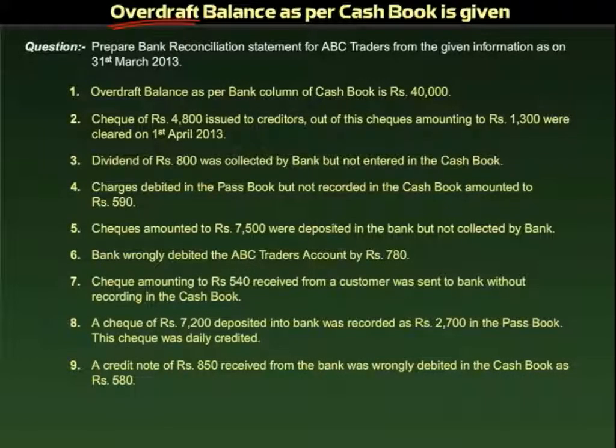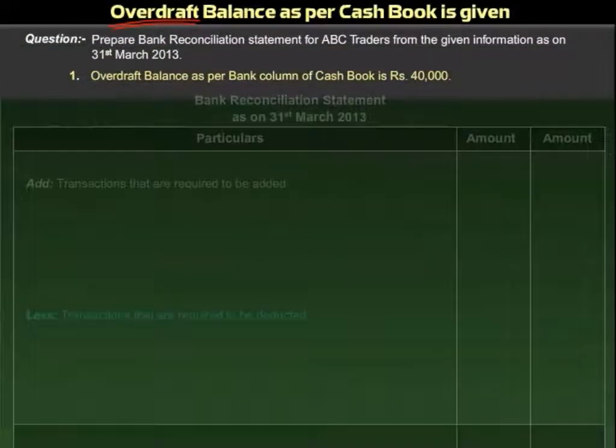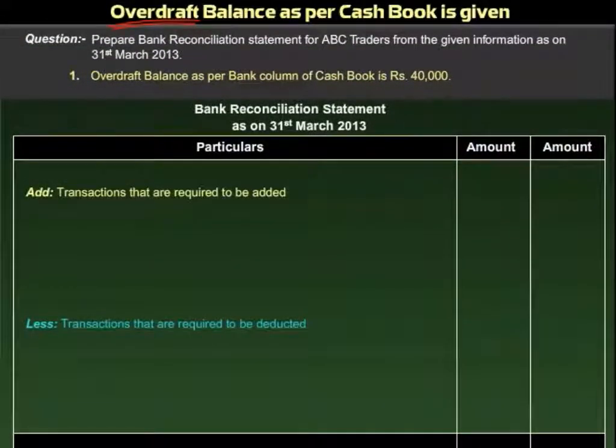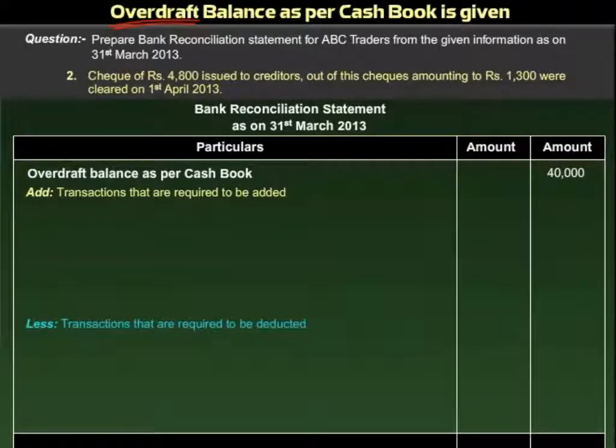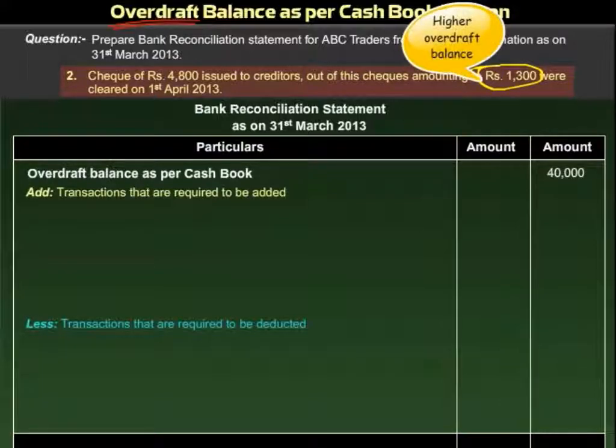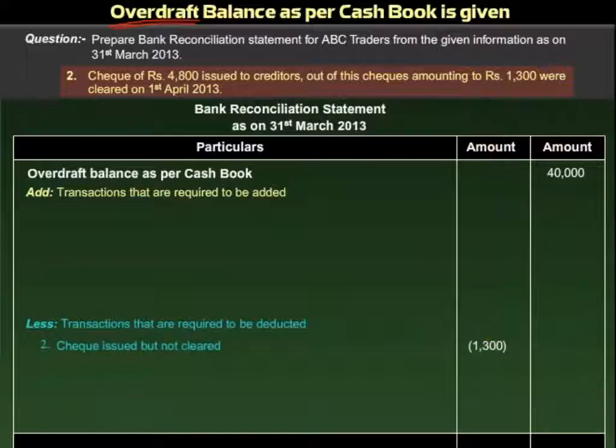Read the question carefully. First of all, let's have the format. Here it is. Here, overdraft balance as per cash book is the starting point and it should be shown like this. Now, let's proceed with the information provided in the question. In the second point, checks worth 1,300 get cleared in the next month. Thus, it led to a higher overdraft balance as per cash book. And in order to be at par with the other book balance, it should be deducted like this.